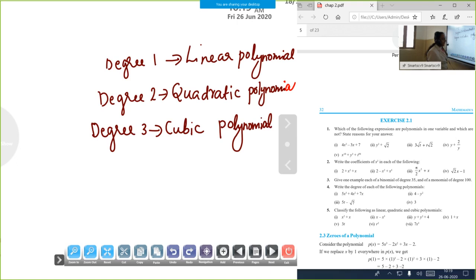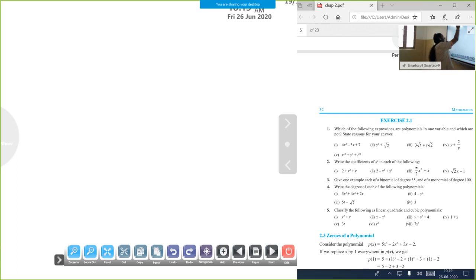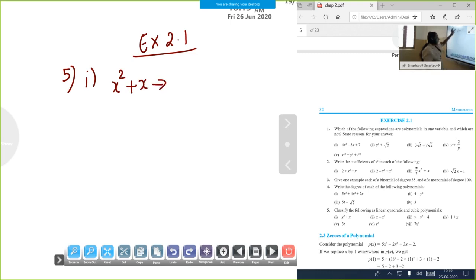And our fifth question in exercise 2.1: classify the following as linear, quadratic, and cubic polynomials. Your first question is x square plus x. First you check the degree. What is the degree here? Here the degree equal to 2.